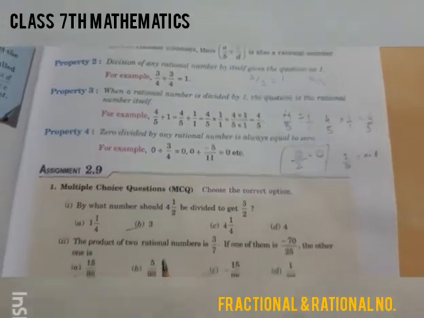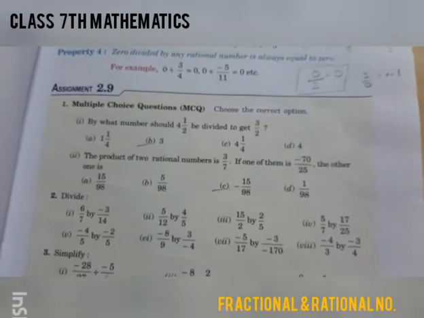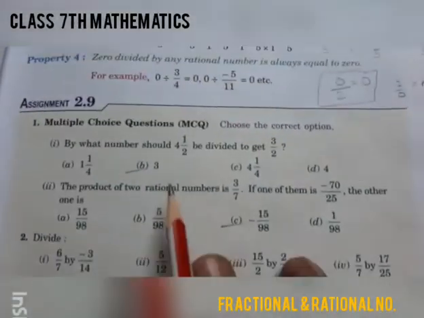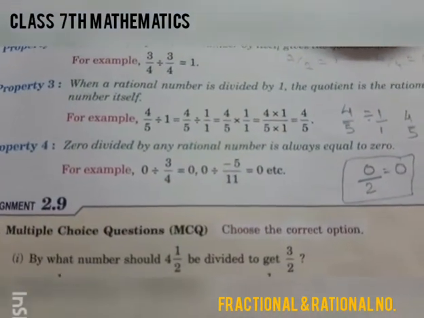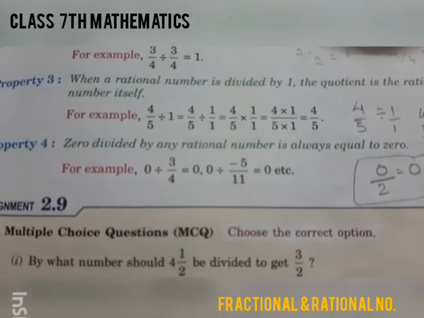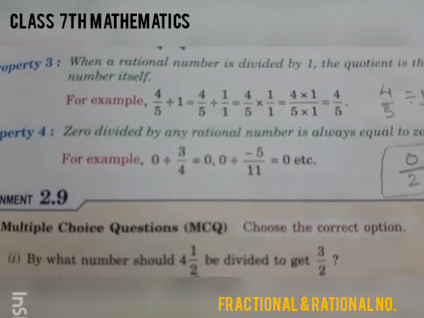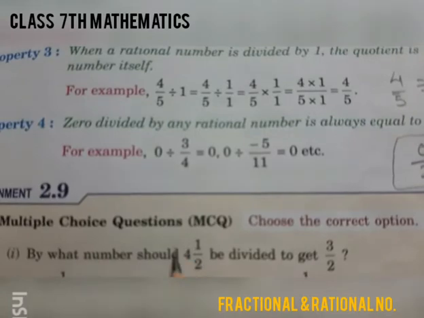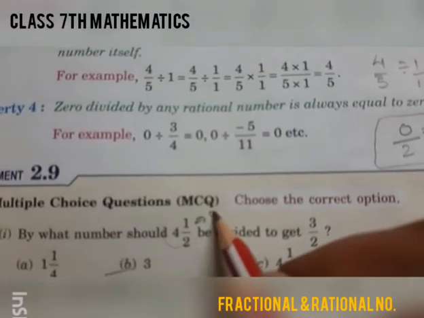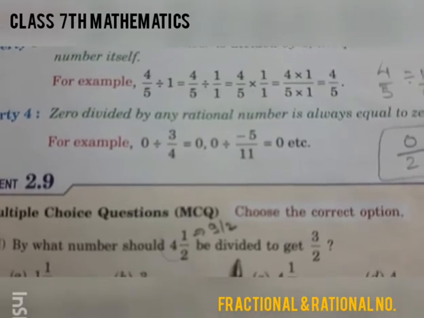Now let's straight away come to exercise 2.9. See the first question. It is saying, by what number should 4 into 1 by 2 be divided to get 3 by 2? Now see, this is a mixed fraction. First convert it into a normal fraction. So how do we convert? 2 into 4 is 8, plus 1, 9 upon 2. So this will come 9 upon 2. By what number should 9 upon 2 be divided to get 3 by 2?